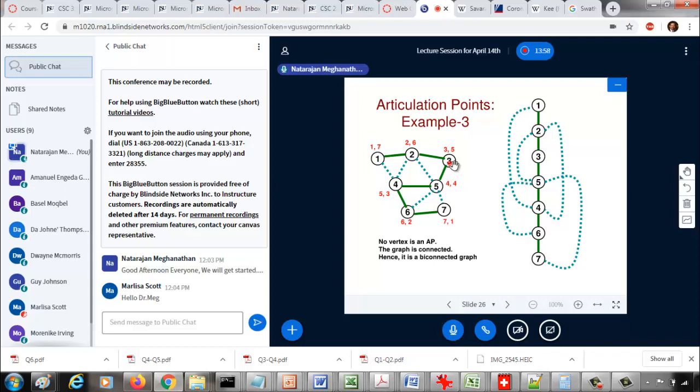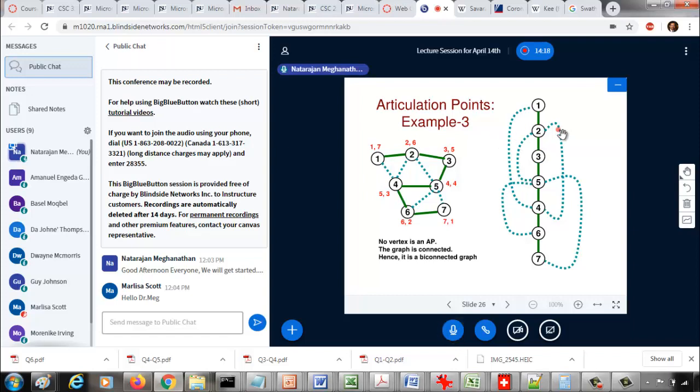Then from 5 now your top of stack is 3. You pop out 3. Now the top of stack is 2. Then we cannot go anywhere else. Pop out 2. Then again we have just 1. We cannot go anywhere else. Pop out 1. So all the vertices just keep getting popped out.